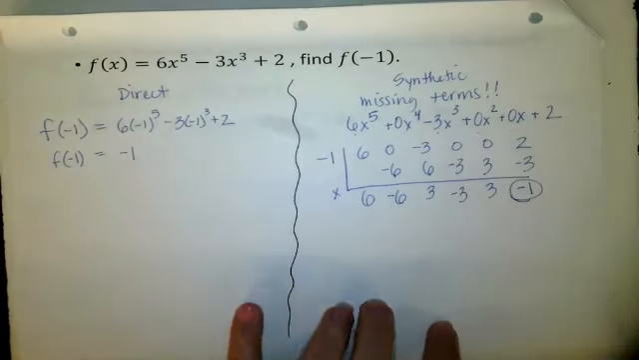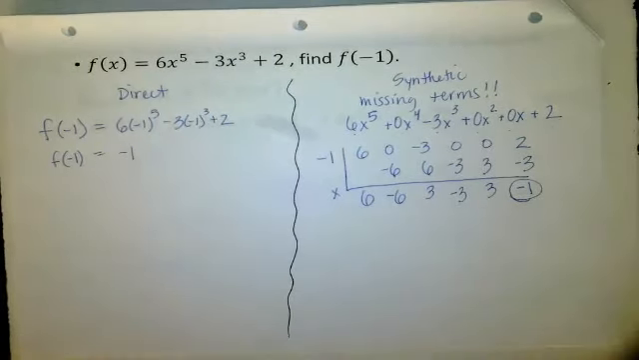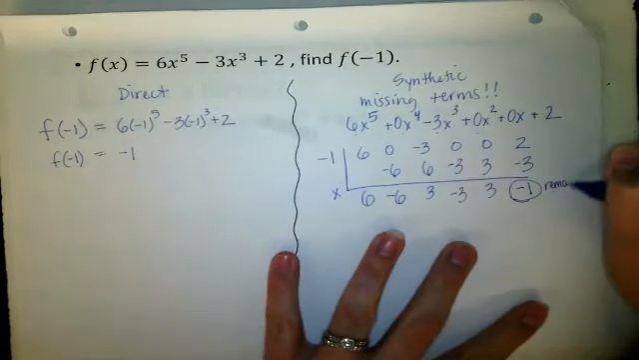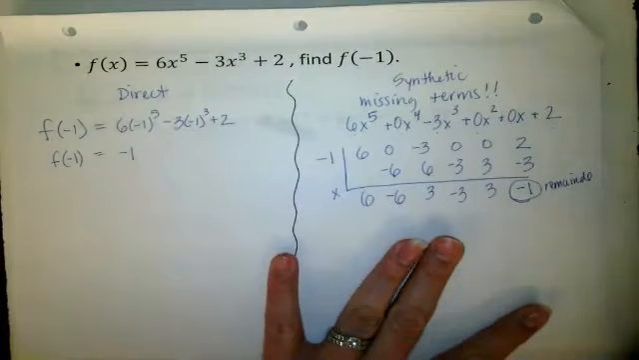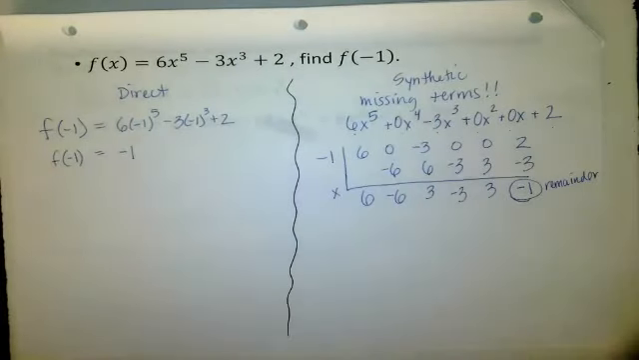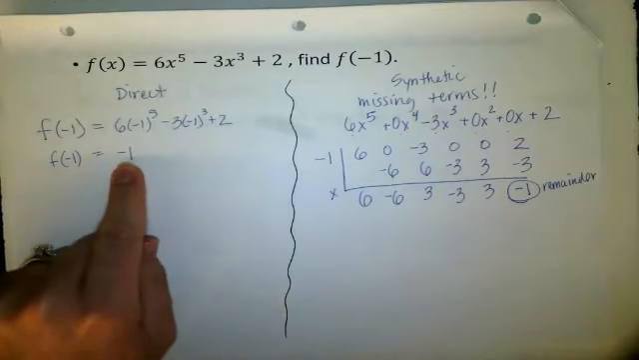-1. All right, totally crazy. -1 is the remainder. It also happens to be the value when you plug in -1. We get the output of -1. It's a point on the graph.